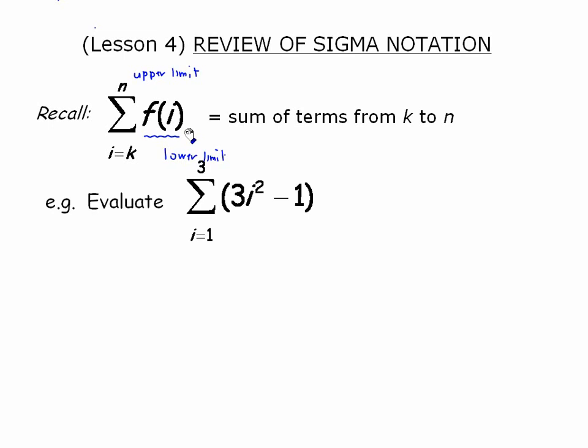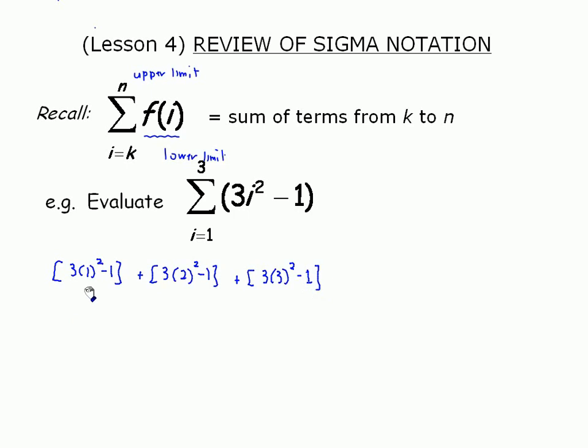Now, here's an example. The sum of these terms from I equal 1 to I equal 3, using the formula 3i squared minus 1. So what we do is, starting at the lower limit, we plug in I equal 1 to the formula. So it's 3 times 1 squared minus 1. And then the next one is 3 times 2 squared minus 1, and then plus 3 times 3 squared minus 1.